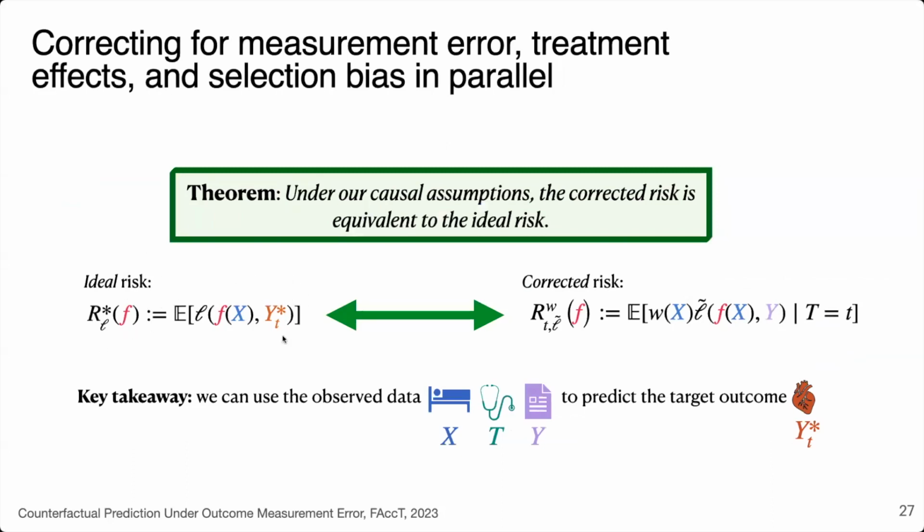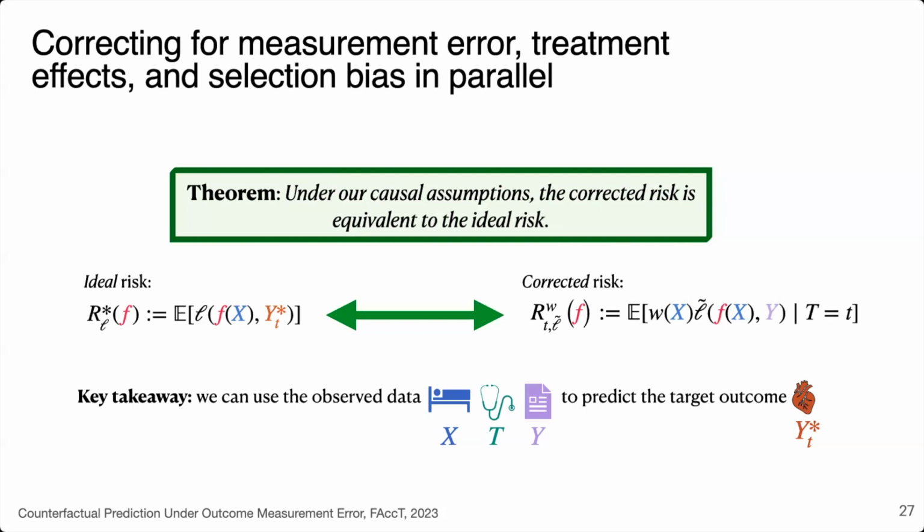And the key takeaway, the punchline here, is that we can actually use our observed data, the X's, the prior treatments, and the outcomes to directly learn a predictor for the target outcome of interest. So we don't have to worry about trying to identify this outcome exactly, as long as we're willing to make the measurement assumptions that I've talked about previously.